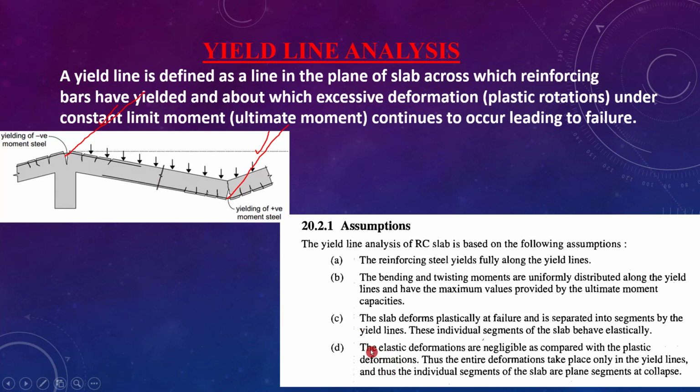And the fourth assumption is that the elastic deformations are negligible as compared with the plastic deformation. Thus, the entire deformation takes place only at the yield line, and thus the individual segments of the slabs are plane segments that collapse. So we are mainly focusing on these yield lines in positive as well as negative moments, and we believe that these plastic regions are the main contributions for the ultimate moment.